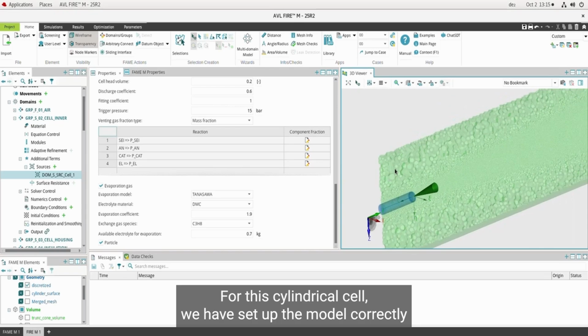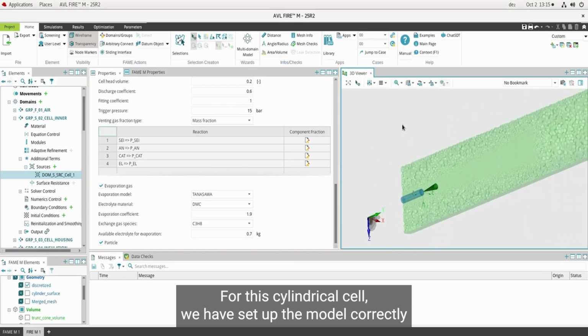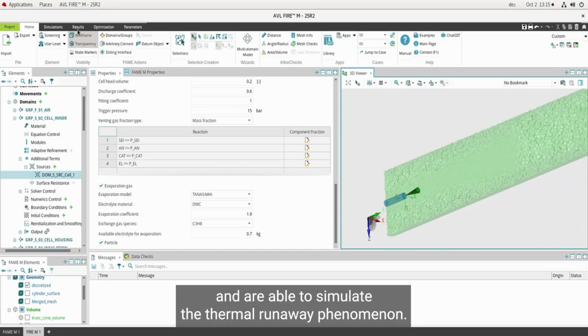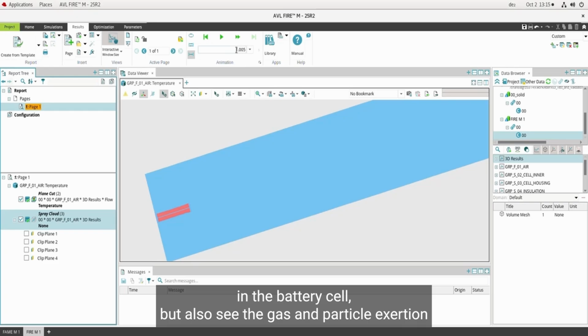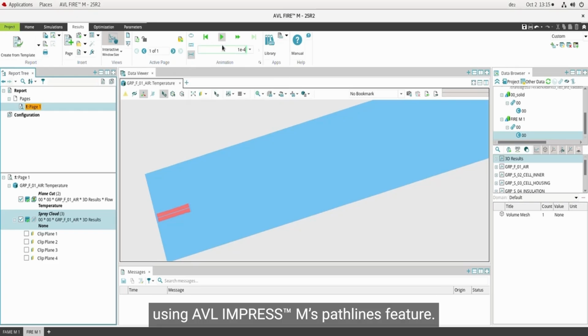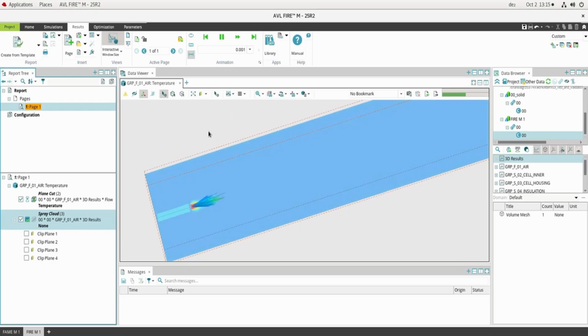For this cylindrical cell, we have set up the model correctly and are able to simulate the thermal runaway phenomenon. The results viewer allows us to check the temperature increase in the battery cell, but also see the gas and particle exertion using AVL Impress M's Pathlines feature.